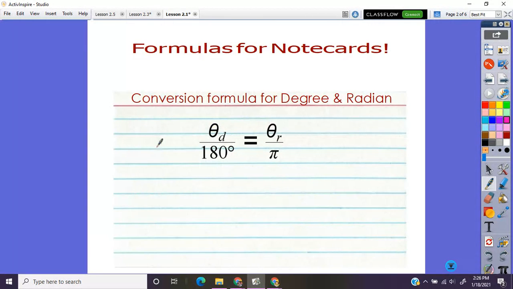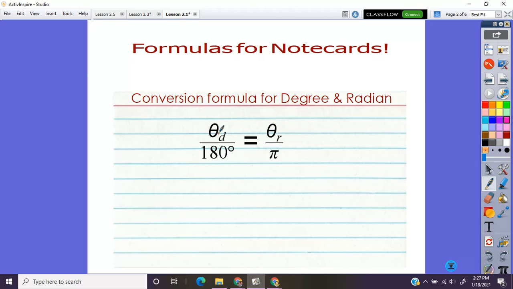Well, let's talk about this conversion. We use theta to denote our unknown angles. And then we have this little d and this little r. The little d represents degree, and the little r represents radian. So it depends on which way you want this conversion to go. If you have the degree and you want to convert to radians, you would put the degree measure into this theta, and solve for the other theta. Likewise, if you had the radian and wanted to convert to degrees, we would put our angle here and then solve for this one.